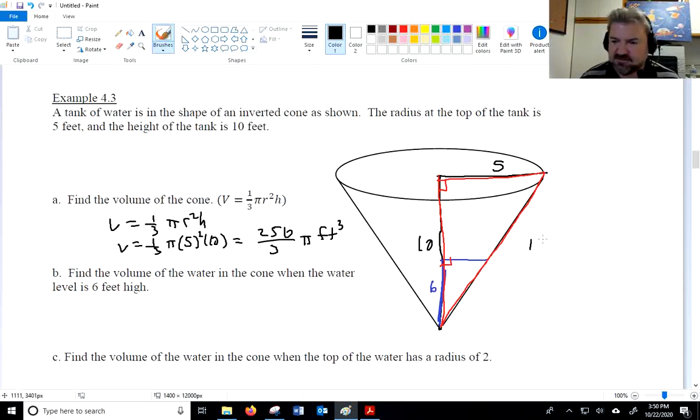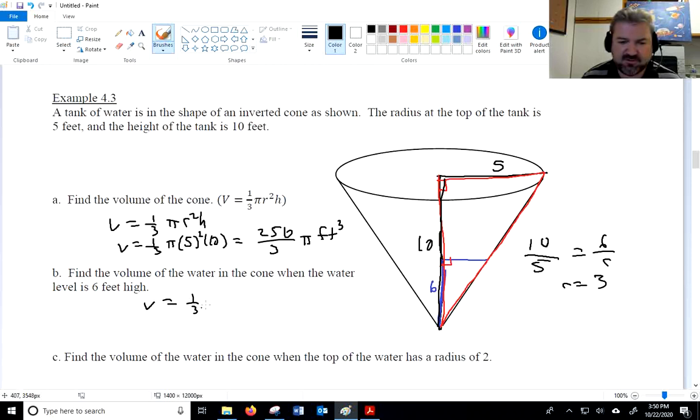So we know that 10, that's the height of the whole thing, is to the radius of 5 as 6 is to this little radius r. So we can do all that, but I think you'll see that we can do cross product. 10r equals 30, so r equals 3. Or simply see the relationship that it's half and half. So now we can answer this question.